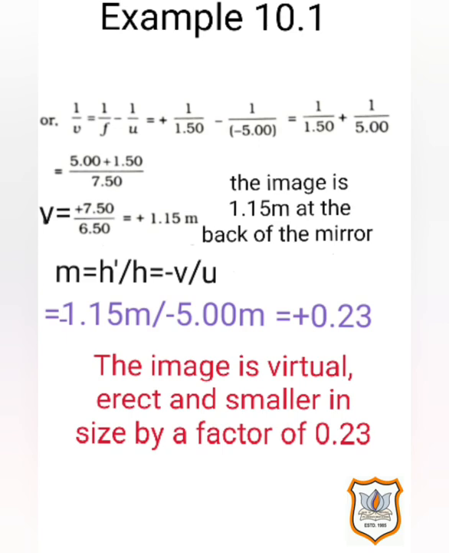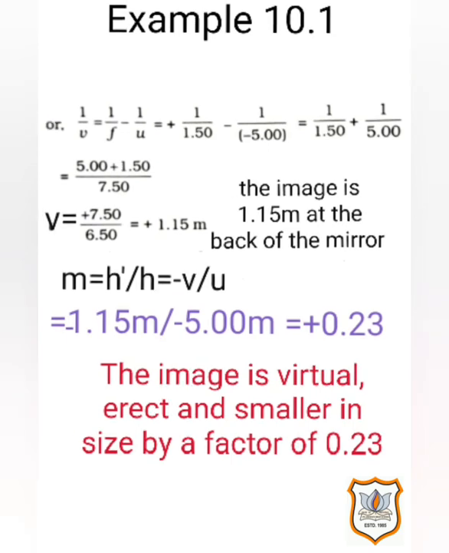And hence we will have the answer 5 plus 1.50 upon 7.50. Hence 1 upon v is equal to 6.50 upon 7.50 on taking LCM. And its reciprocal will be v is equal to 7.50 upon 6.50. And hence the answer is 1.15 meter. So the image is 1.15 meter at the back of the mirror.